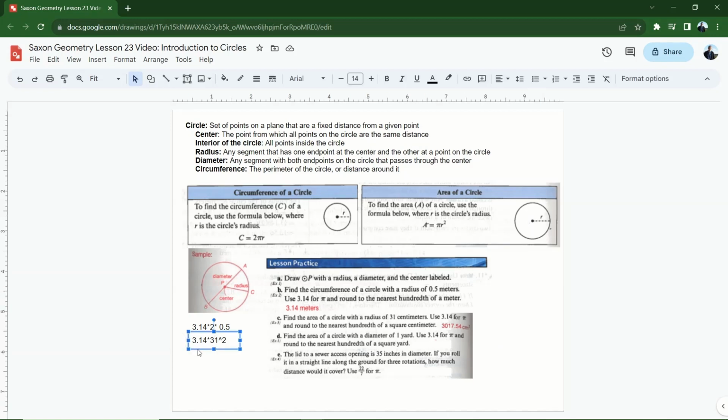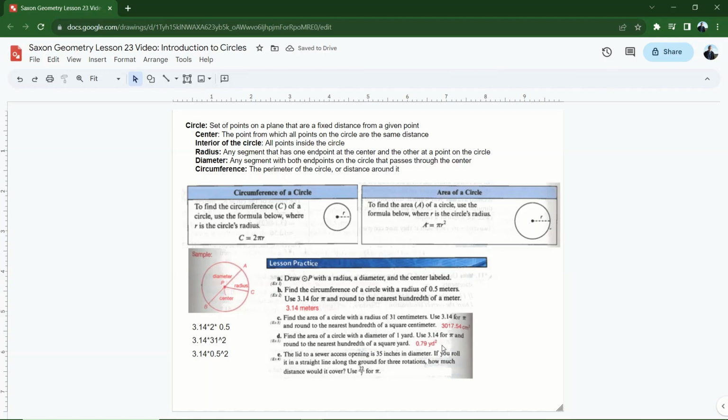All right, the area of a circle with a diameter of 1 yard. Now you have to be careful with this, okay? We're being given the diameter. So we're using 3.14 for pi, rounded to the nearest hundredth of a square yard. I need 3.14 times the radius squared. But I know the diameter is 1. I'm going to use 0.5 for the radius. 3.14 times 0.5 squared is 0.79 square yards.